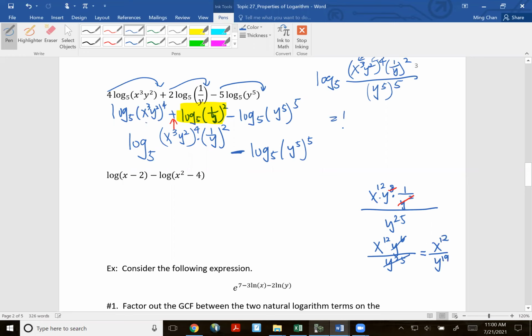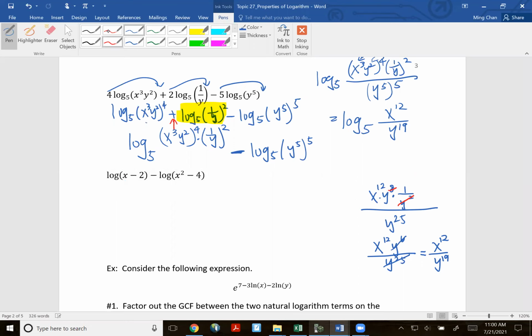So my final answer is actually log with the base 5 of x to the 12 over y to the 19 power. There you go. Okay, a little bit of canceling there.